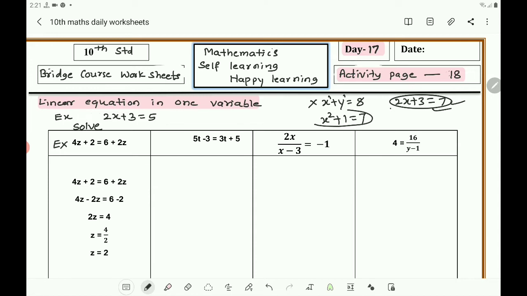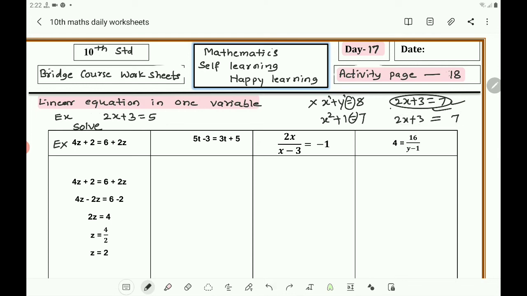If you consider this one, yes, here there is only one variable, but it is not a linear equation in one variable. Why? The highest power of the variable is 2, so it is not a linear equation. Why do you have to take it as an equation? Because there is an equal symbol. So you know the difference here: 2x plus 3 is an expression, 7 is an expression. In between them, if there is an equal symbol, you can say that it becomes an equation.